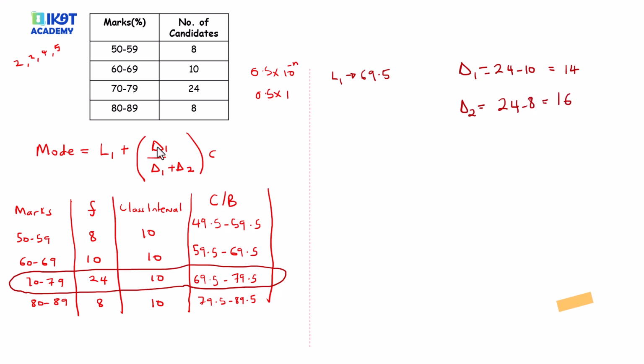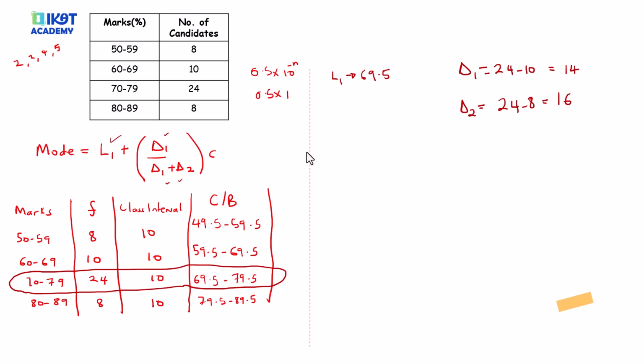So we found this, we found this, we found this. Now what are we left with? The C. We just pick it from here, 10. That's why I told you to always include the column for class interval when you're finding the mode. Even when you're finding the median, you don't only include it when you're finding the mean, but when you find the mode and median, you include it.